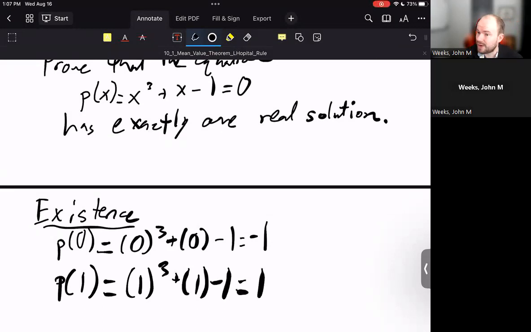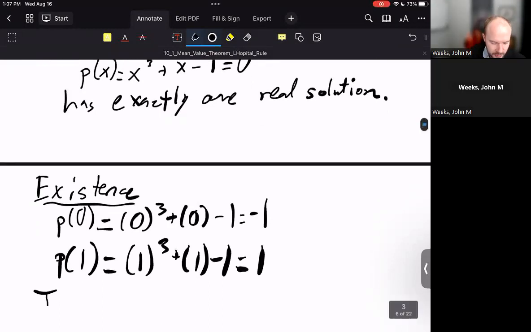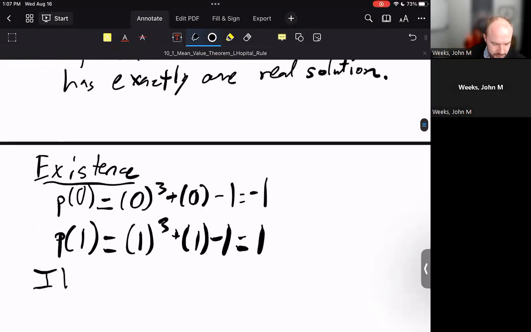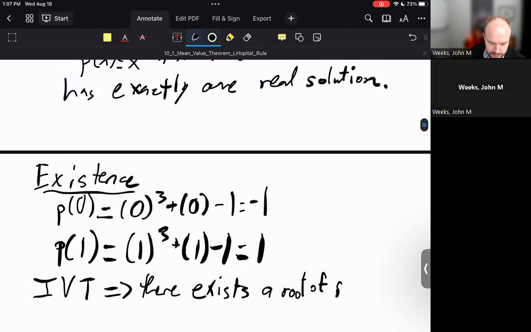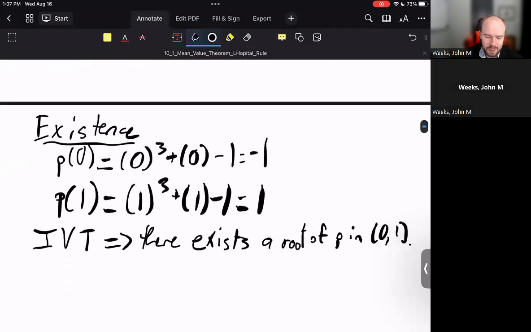Well, that's going to give me the value 1 when I go through and plug that in. So the intermediate value theorem is going to imply that there exists a root of p in the interval going from 0 to 1. So that gets us existence. That gets us what we're looking for there.